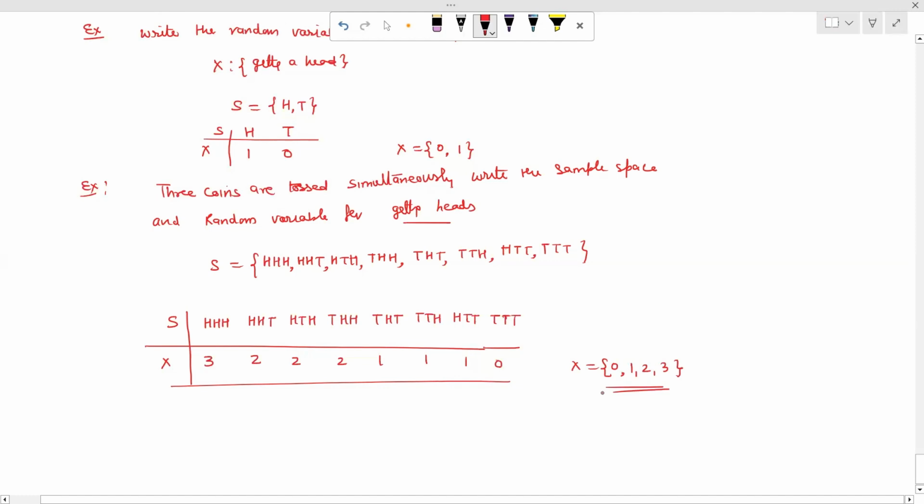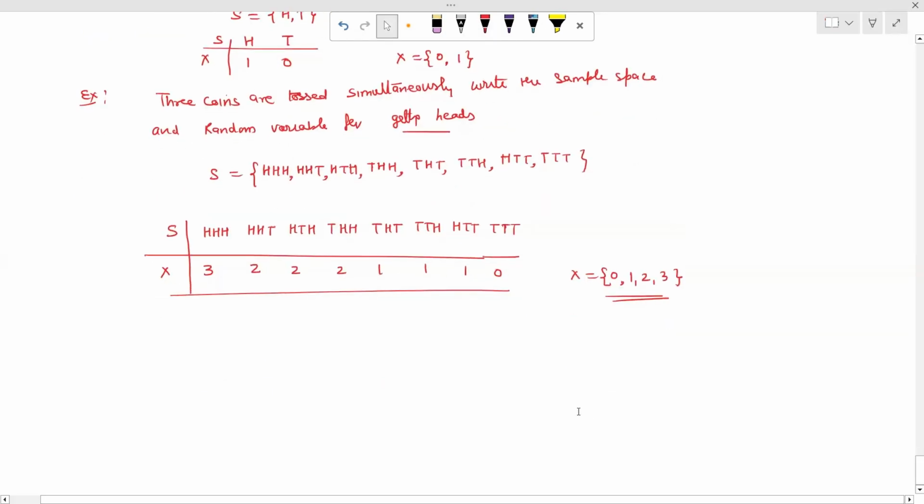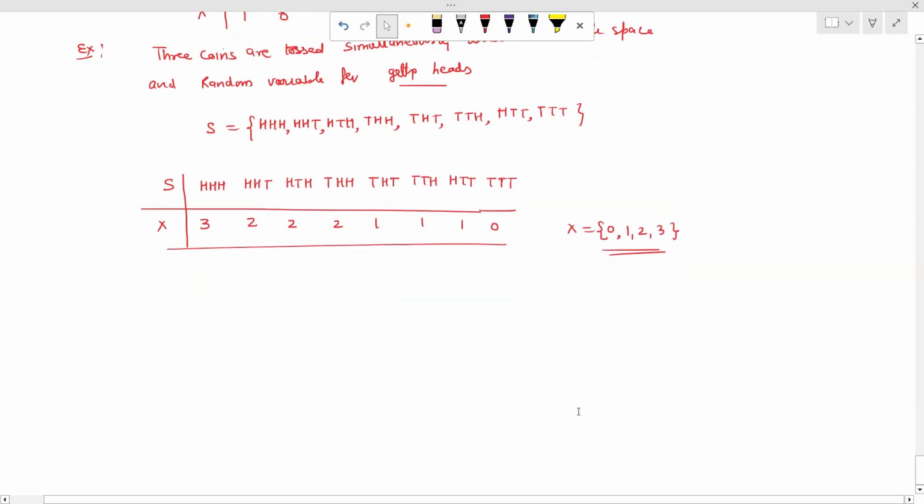So a random variable is basically a real number. Real numbers depend upon the occurrence of a head, or similarly we can do it for the tail. So for tail we may also write down the random variables. Now we discuss the types of random variable.